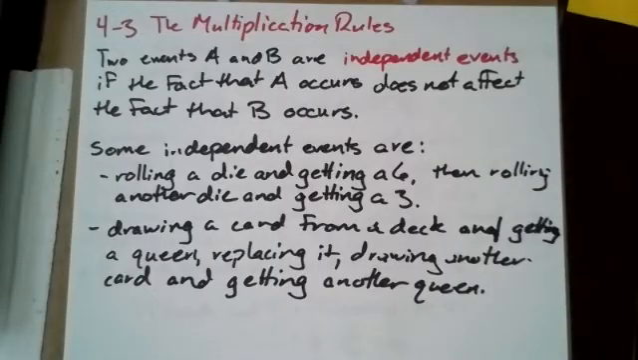In this video, we will look at the multiplication rules for probability. Two events, A and B, are independent events if the fact that A occurs does not affect the fact that B occurs. Some independent events are rolling a die and getting a 6, then rolling another die and getting a 3, or drawing a card from a deck and getting a queen, replacing it, drawing another card and getting another queen.